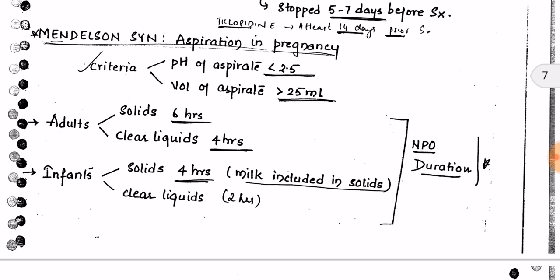Now, what is the NPO duration? In case of adults, the solids, NPO. Okay, so when the patient comes NPO to you, what do we actually tell him? So the patient should at least be 6 hours clear of the solid food. Okay, so the patient should not take any solid food 6 hours prior to surgery. That is NPO. Clear liquids, 4 hours. Okay, so he cannot take clear liquids 4 hours prior to surgery.